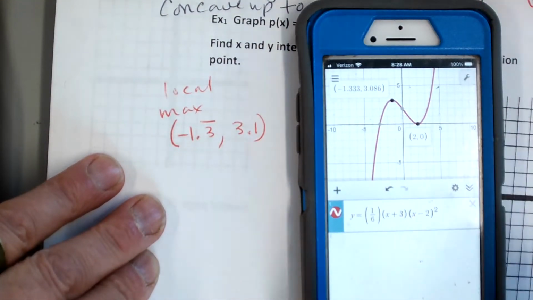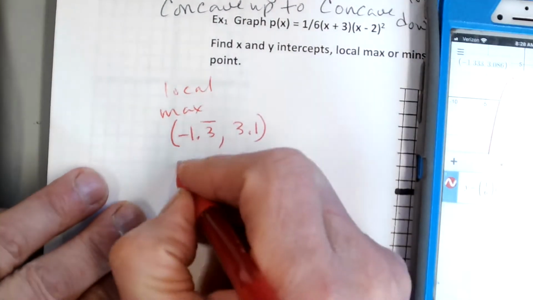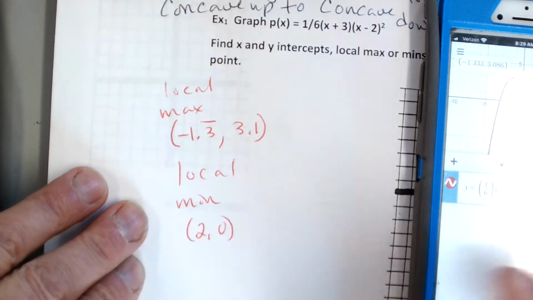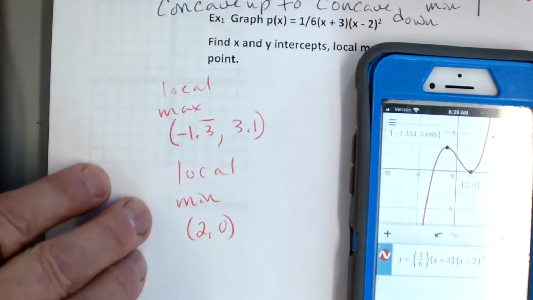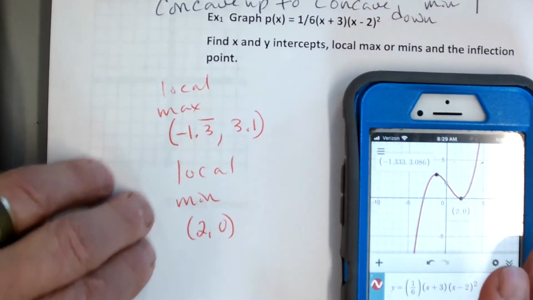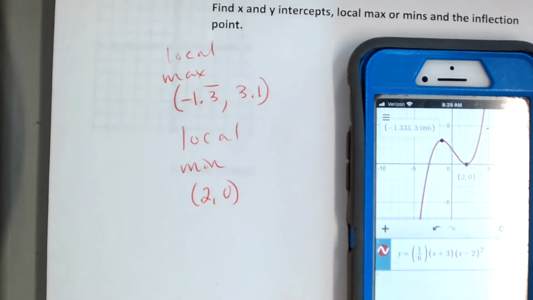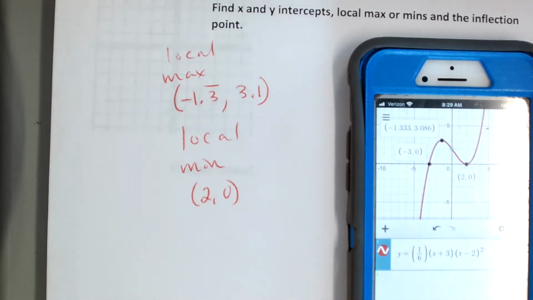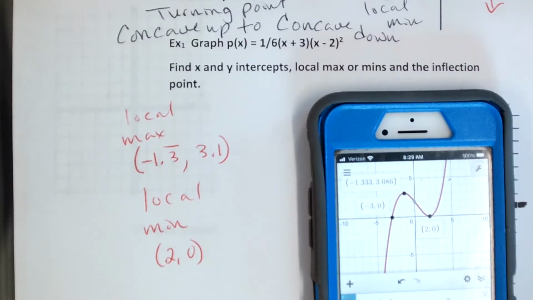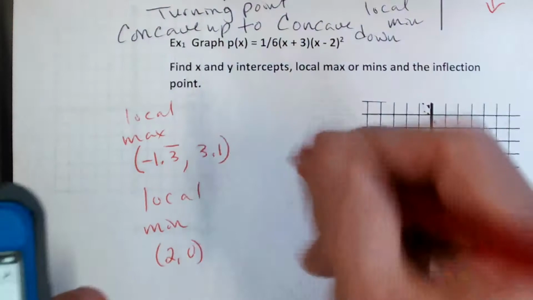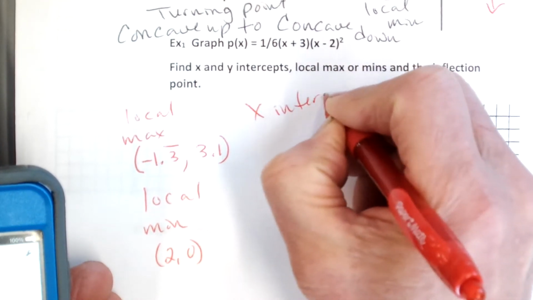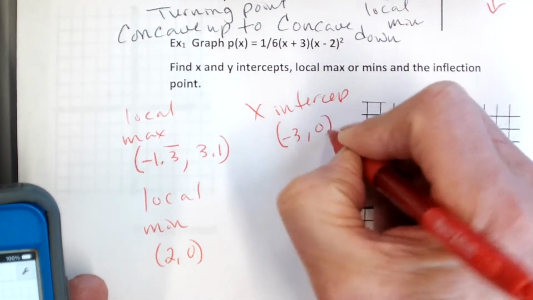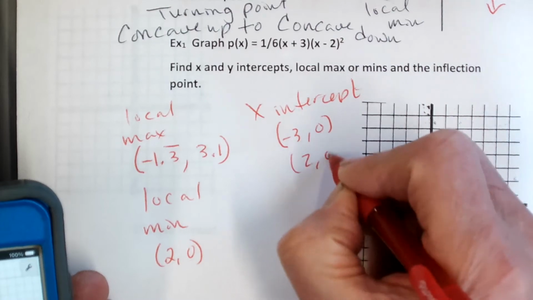And if I want my local min, we'll just tap on it, right? So there's my local min at 2, 0. And now the inflection point. I'm not sure where the inflection point is, but I'll try and figure that out, okay? So I know I'm going to also have this point right here. And that point's got to be an X-intercept, right? So I also have an X-intercept at negative 3, 0. And of course, I also have this 2, 0. Those are X-intercepts. They both are.